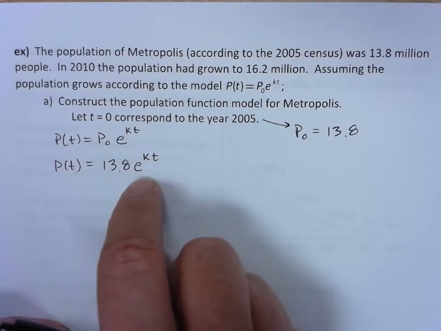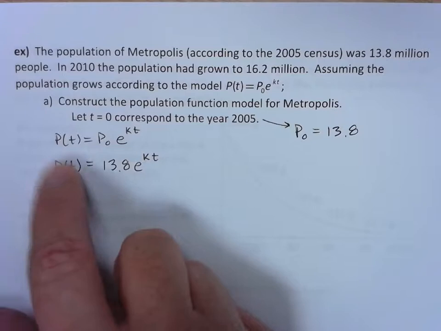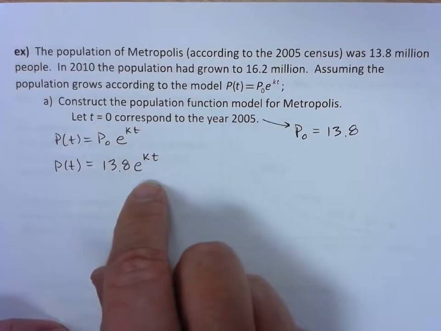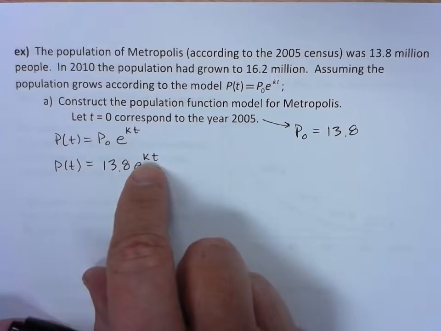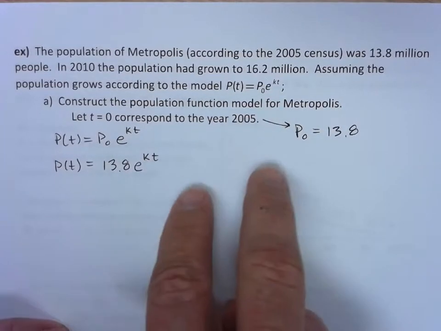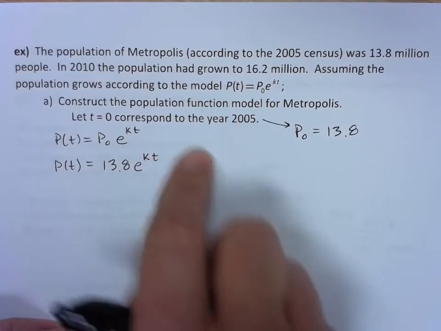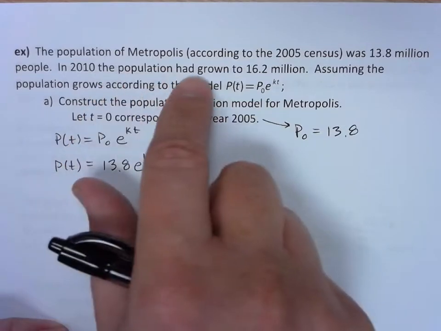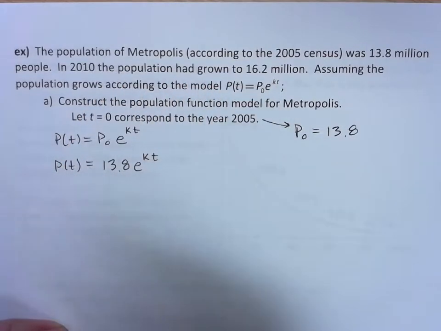You know, e is obviously a constant; it has a designated value, and t is the independent variable. So you'll need to leave t in the formula when we finally get the model built. Now we just need to determine the value of k. Well, to get the k value, you're going to need to know a data point of the population. That's where the second sentence comes in. In year 2010, the population had grown to 16.2 million.